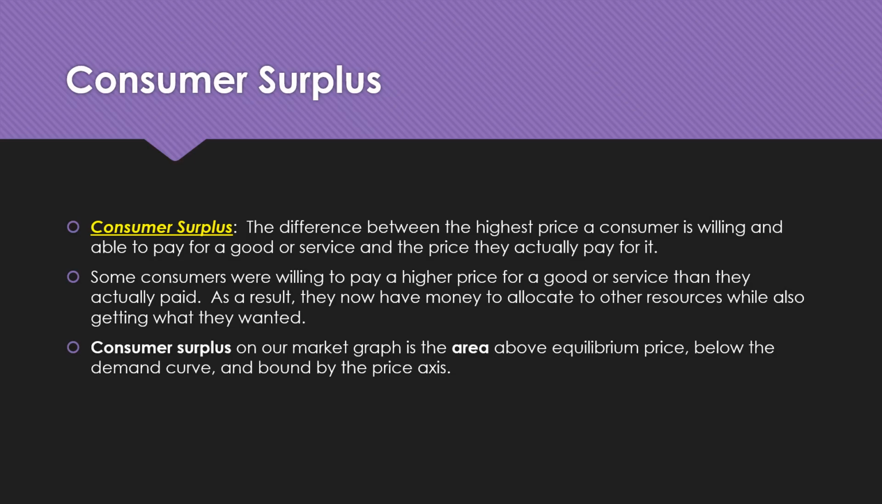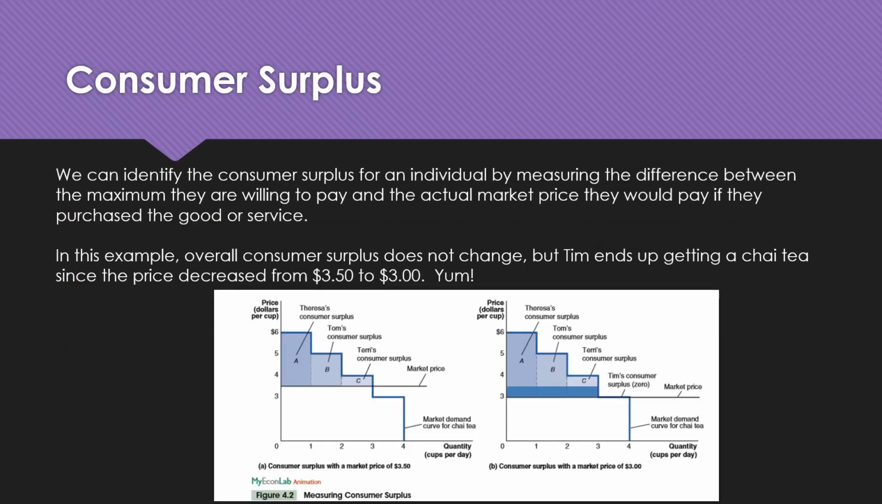So what we can do is visualize consumer surplus by its definition. It's the difference between the highest price a consumer is willing and able to pay and the price they actually pay for it. If you want to visualize that, it's just the area below the demand curve and above the market equilibrium price, bound by the y-axis, which is the price axis on the graph.